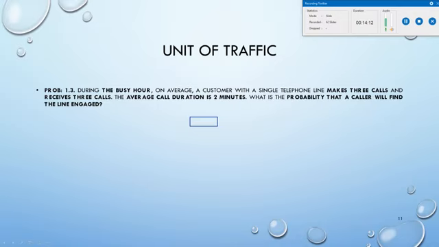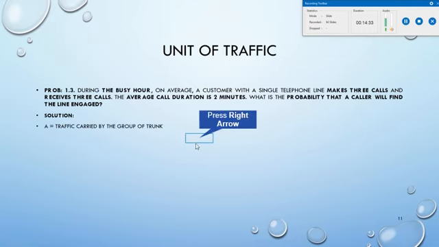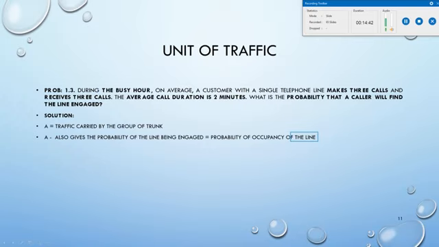A customer with a single telephone line makes 3 calls, so there are 3 outgoing calls, and receives 3 calls, so there are 3 incoming calls, both of which have a holding time of 2 minutes. Whether incoming or outgoing, both have the same holding time in this case. Now he is asking, what is the probability that a caller will find the line engaged? A is the traffic carried by the group of trunks, and it gives the probability that the line is occupied. So it indirectly gives the probability that the line is being engaged, or the probability of occupancy of the line.